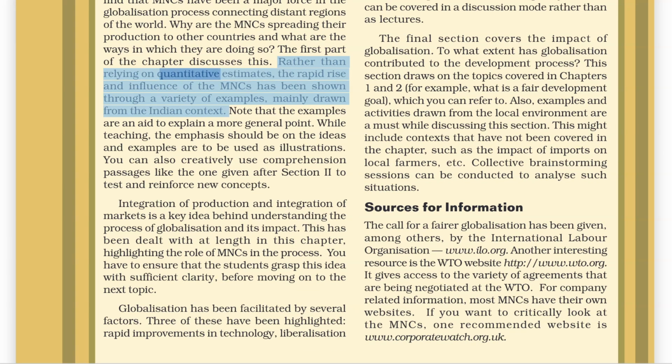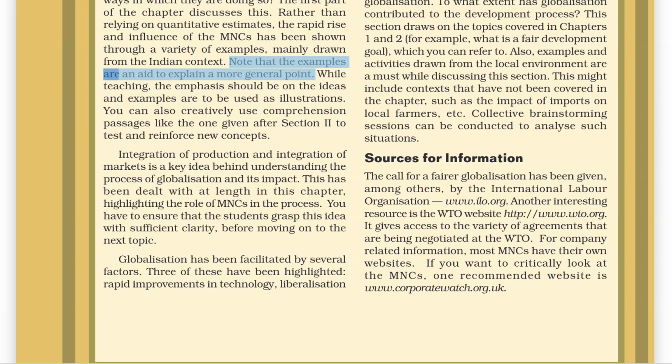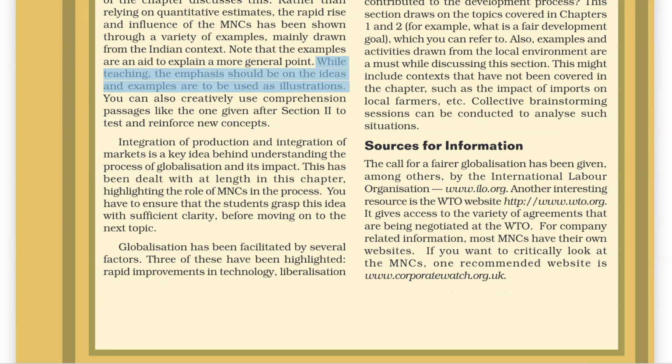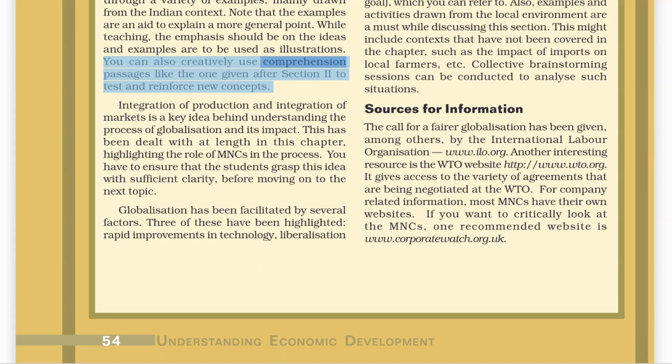Rather than relying on quantitative estimates, the rapid rise and influence of the MNCs has been shown through a variety of examples, mainly drawn from the Indian context. Note that the examples are an aid to explain a more general point. While teaching, the emphasis should be on the ideas, and examples are to be used as illustrations. You can also creatively use comprehension passages like the one given after section 2 to test and reinforce new concepts.